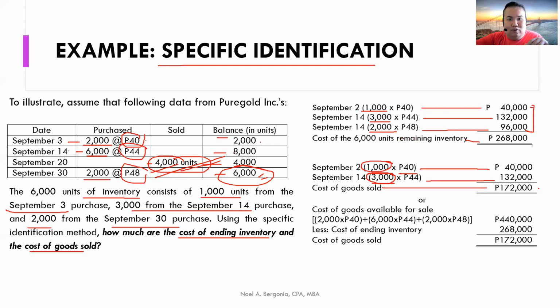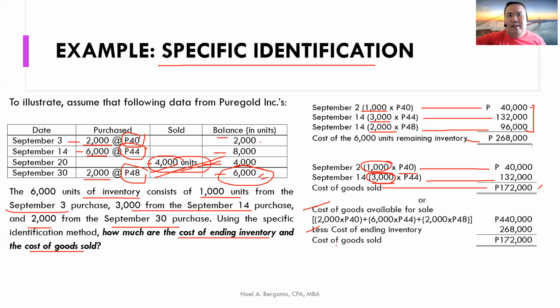So that's our cost of goods sold, 172,000. Okay? As an alternative, as you all know, in your merchandising business formula for cost of goods sold, the cost of goods sold is computed by the cost of goods available for sale less the ending inventories. Okay? So let's first determine how much the cost of goods available for sale is.